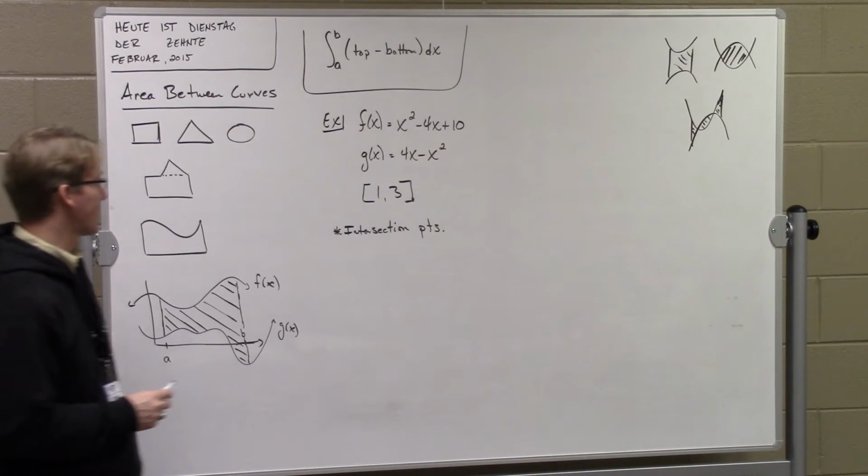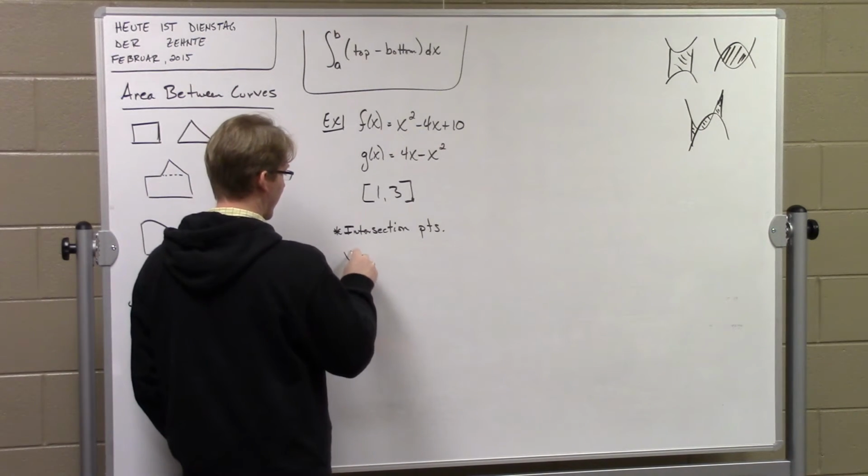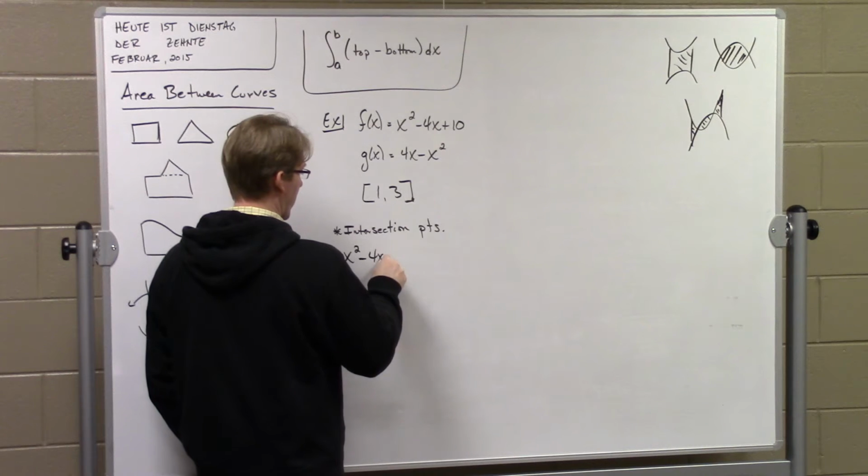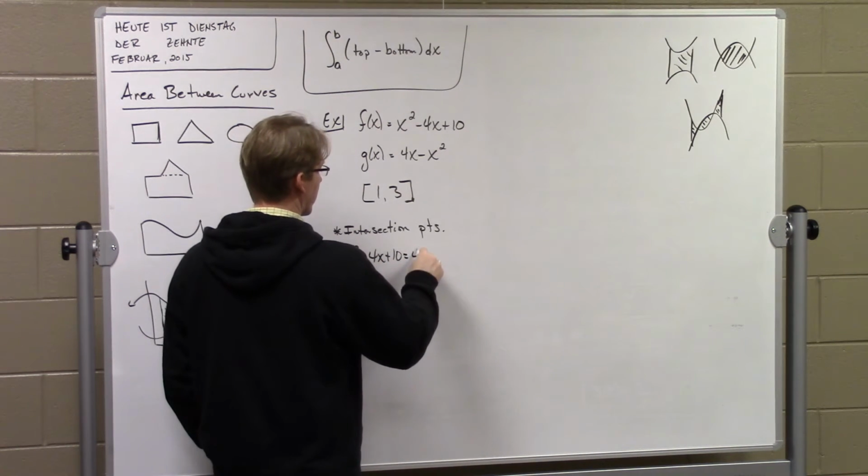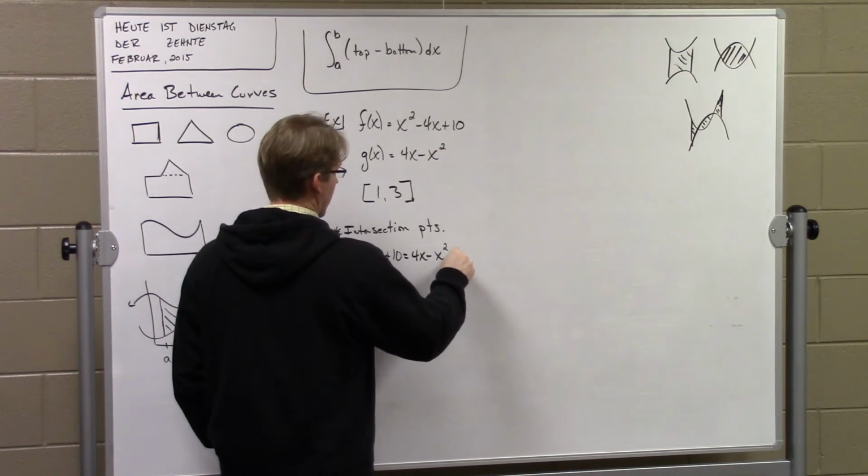Set them equal to each other. When do they equal each other? X squared minus 4x plus 10 is equal to 4x minus x squared.